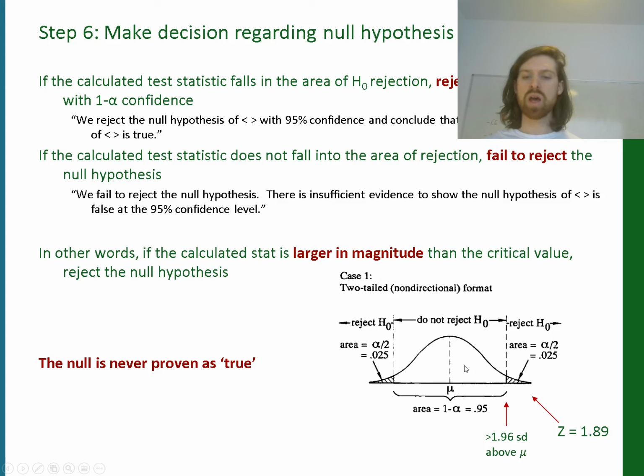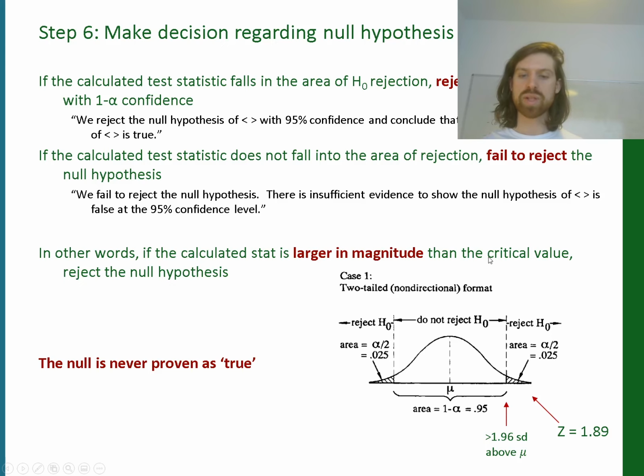zone here. So maybe this point here, if we're interested in a 95% confidence level, so we've got an alpha value of 0.05, maybe this point here is 1.96 standard deviations above the mean, and the z-value that we get is 1.89. Then as a consequence, in this case, we wouldn't actually reject the null hypothesis, okay? Because obviously this z-value, technically it's below the threshold critical value that we're looking for here, okay?